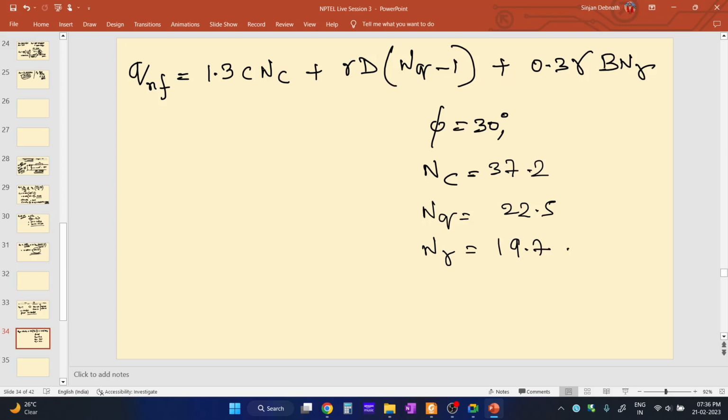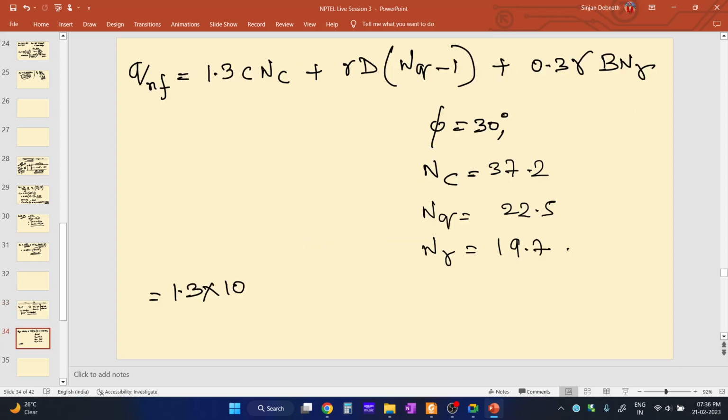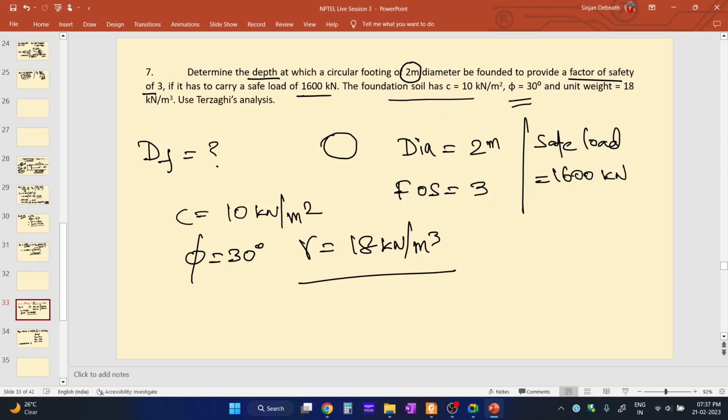Okay, so now qnf. Let us incorporate all the parameters into this equation. So 1.3 into c, what is the value of c? It is 10. So 1.3 into 10, and what is the value of Nc? It is 37.2 plus gamma. What is the unit weight of the soil? It is 18.